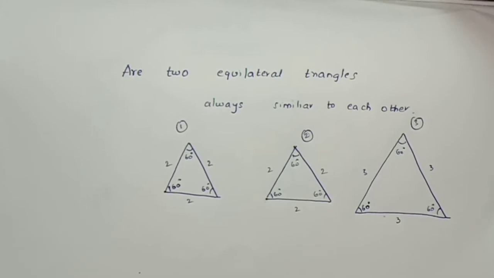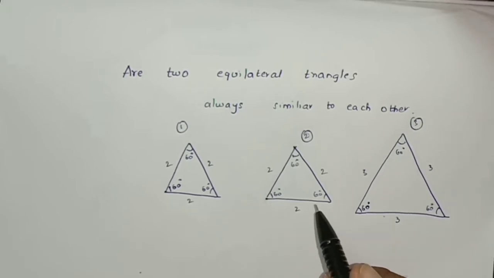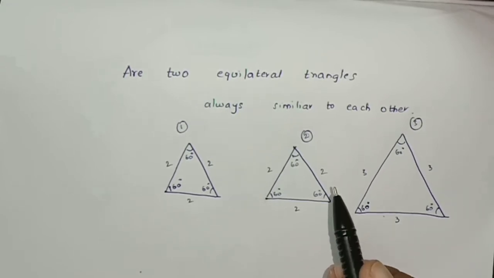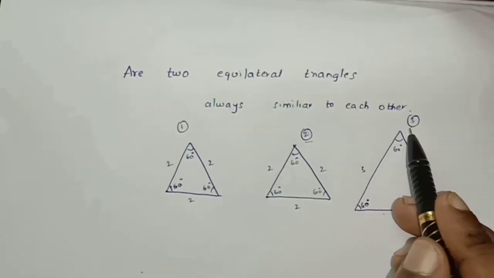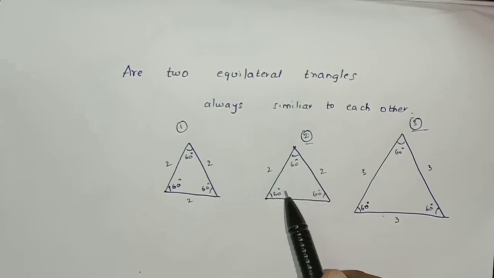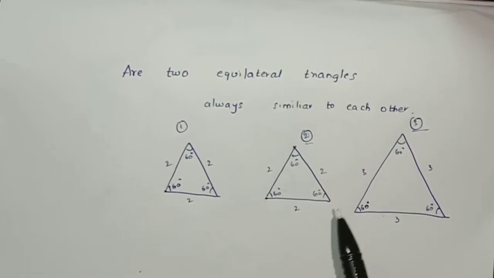Well, all the angles in an equilateral triangle are equal to 60. Whatever equilateral triangle you may take, the angles of the equilateral triangle will be 60. Let us compare triangle 2 and triangle 3. All the angles in the two triangles are equal, so automatically these two triangles are similar.